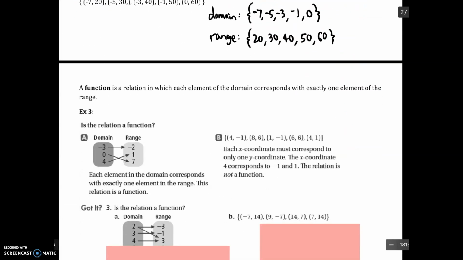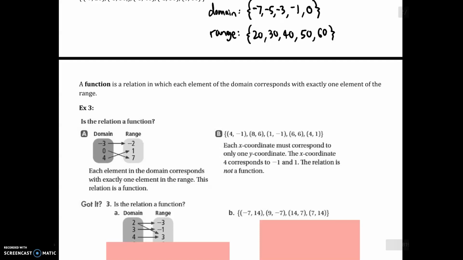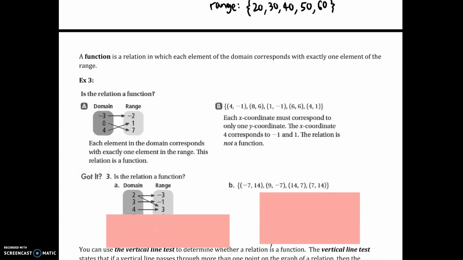So a function is going to have a specific type of relationship, and that's going to be where a domain value corresponds with exactly one element of the range. To demonstrate what we mean by that, we have an example in the first case where it is a function, because even if I'm using this arrow notation on my mapping diagram, each time I use a value from the domain, we only use that once for a range value. So -3 is not repeated, 0 just goes to one value, 4 just goes to one value.